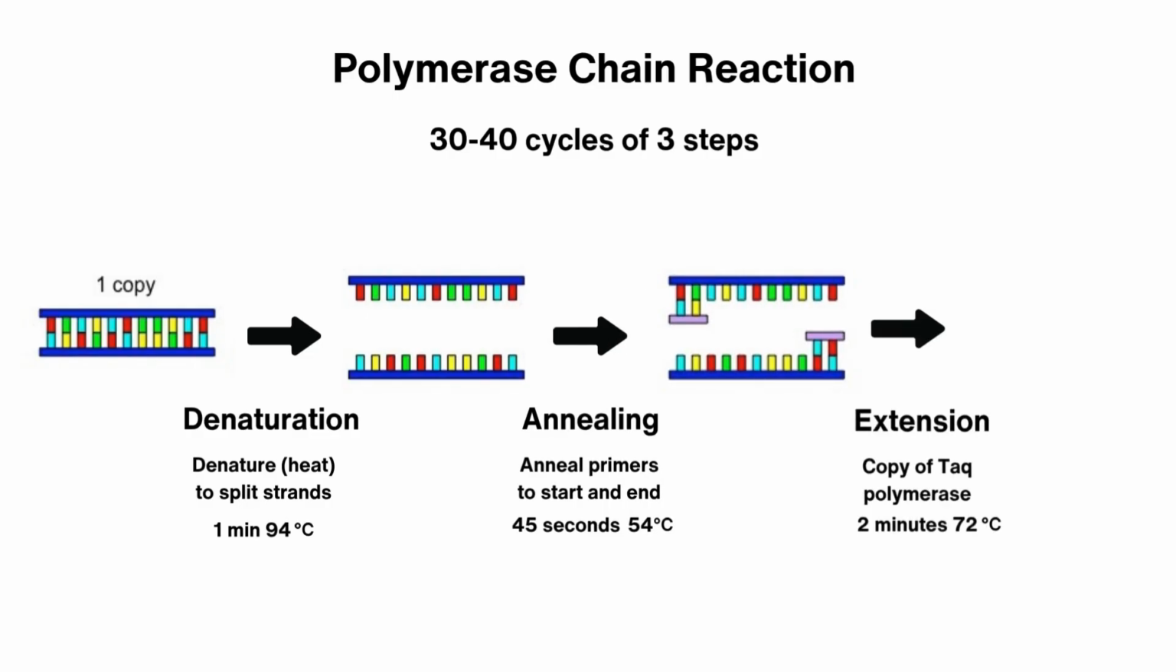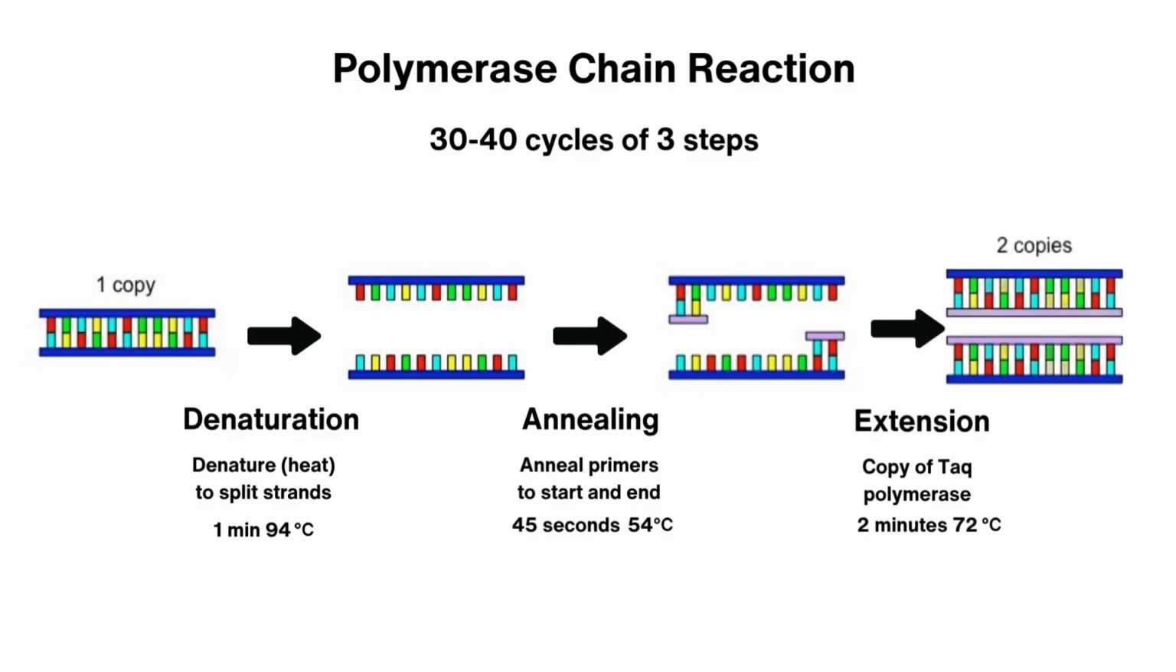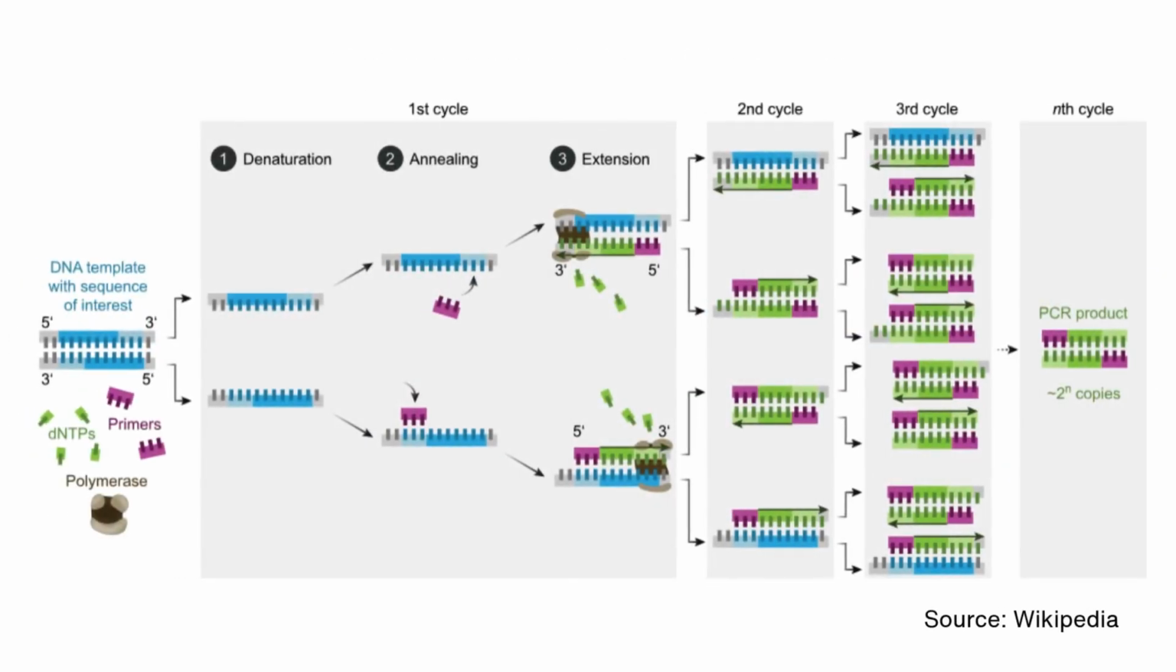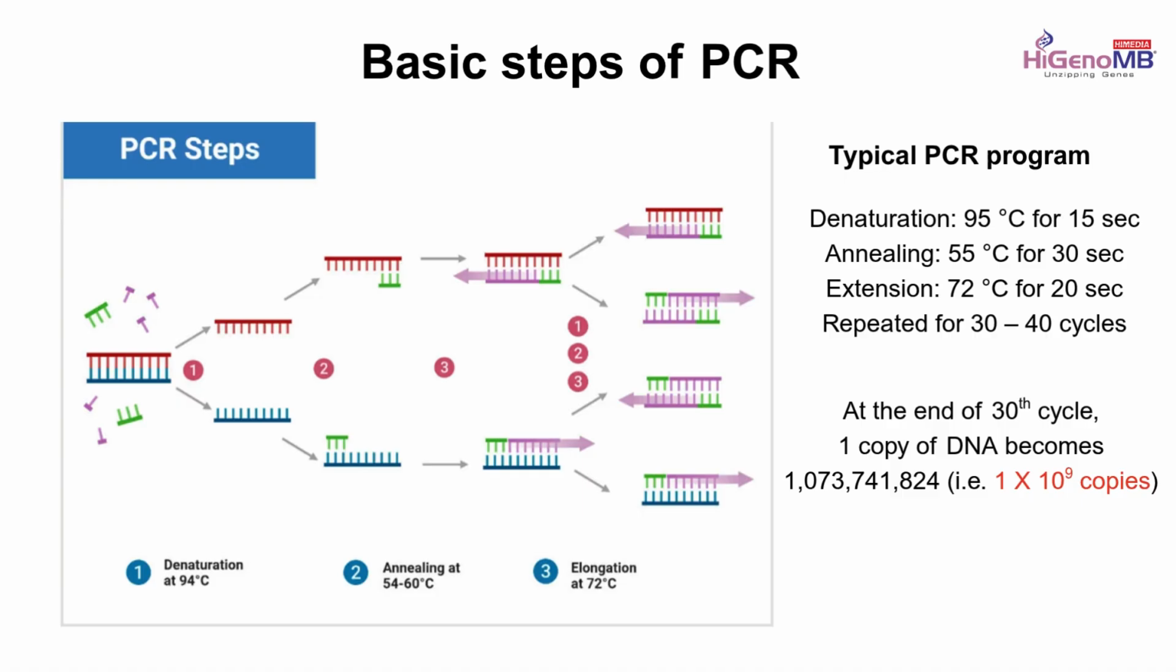So these are the chemical components of PCR which we saw now. Okay, so the chemical components and the PCR consumables we have seen. Now we will see what are the basic steps of PCR.